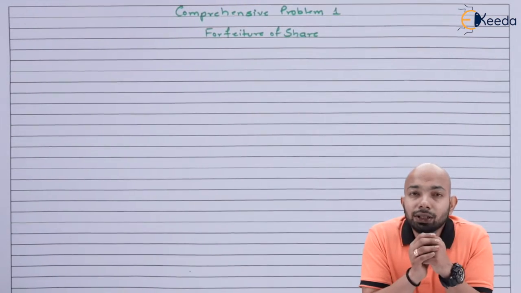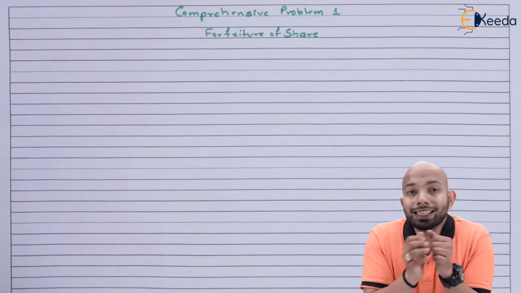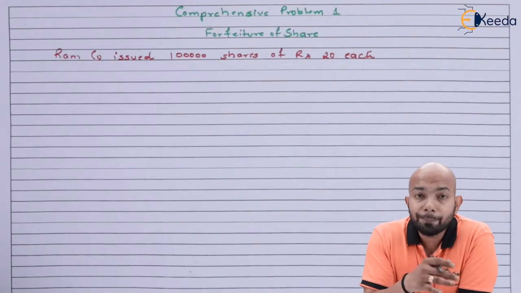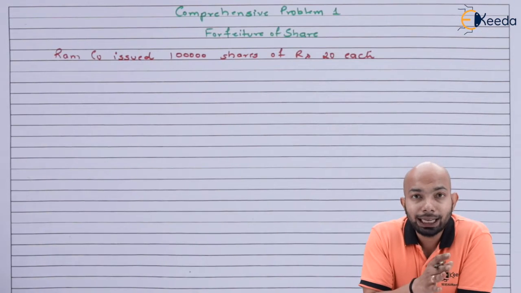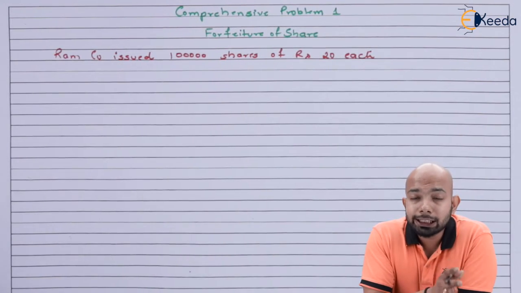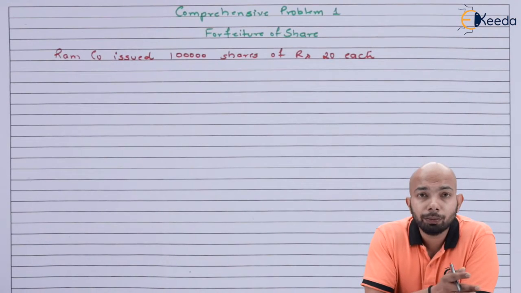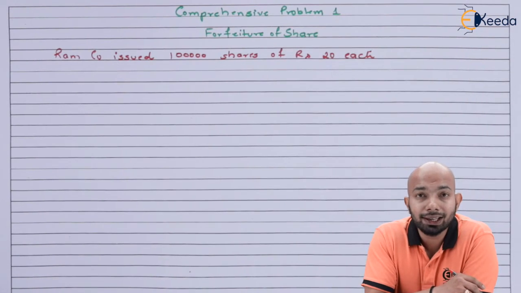So let's start with the illustration and figure out what exactly we have in it. Now in this illustration we are talking about Ram Company Limited, which issued 1 lakh equity shares of rupees 20 each. That means the value of each share is 20, which has been described as application, allotment, first, second and final call. So let's figure out how exactly we are supposed to divide that 20 rupees.